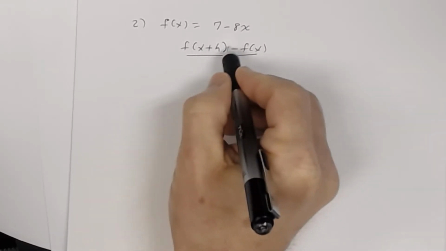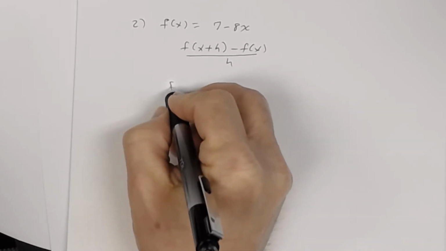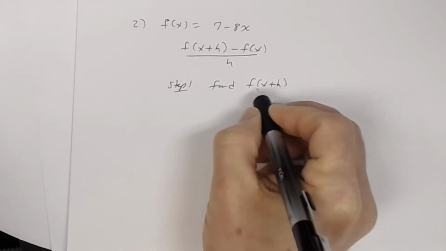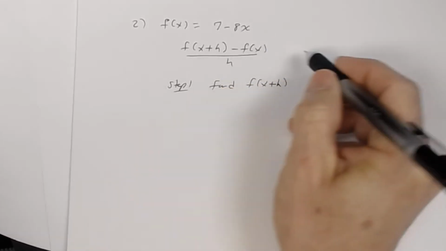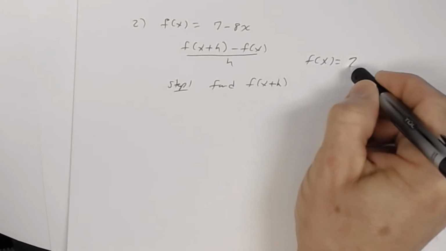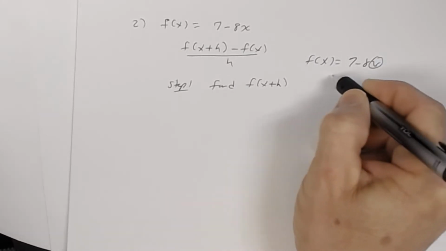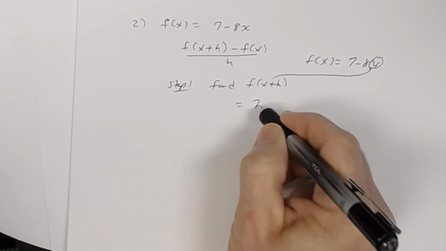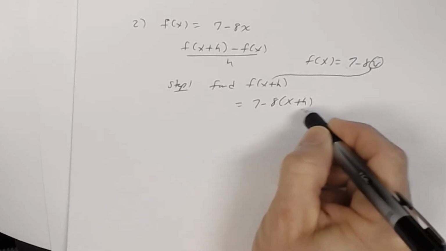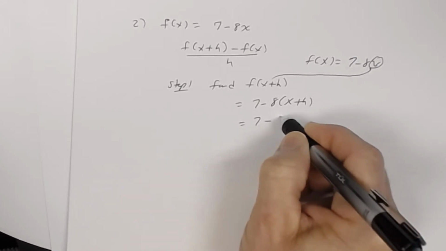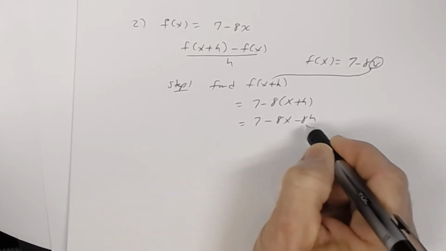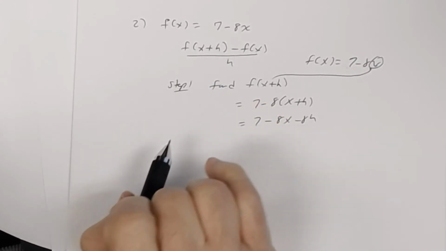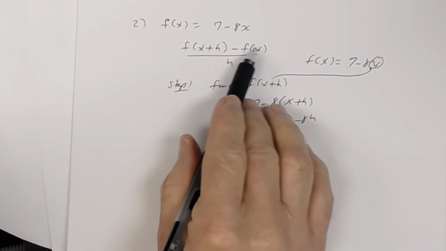So again, step 1, find the first part of your numerator. So step 1, let's find f of x plus h. So remember what that means. That means you go to your function f of x, and just go ahead and rewrite it. And where we see the variable x, you're going to substitute x plus h. So this becomes 7 minus 8 times x plus h, and I'll get rid of the parentheses, 7 minus 8x minus 8h. And then notice those are not like terms, so that's all you can do. So that was just step 1. So all you did was find this right here. That's all you found.